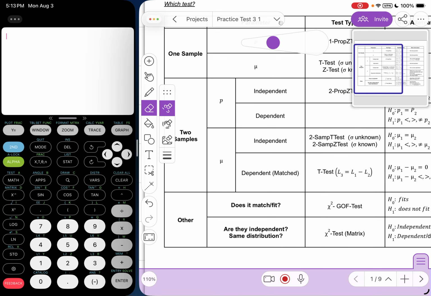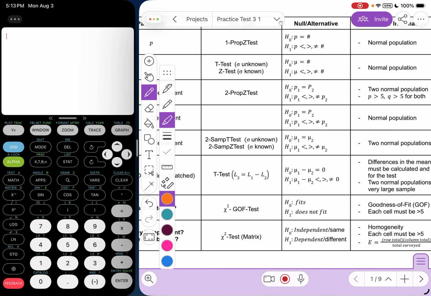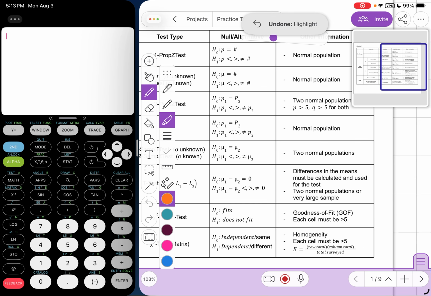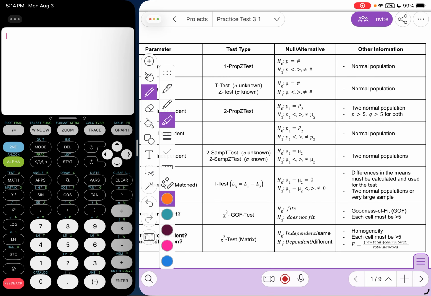On here, it's helpful to pick a test, and then this column, null alternative, will help you write your H0 and H1. Remember, the one samples are numbers. The 2 samples are compared to each other. If it's dependent, you're relating that difference to 0. And then the chi-square tests are words. And then the last column are things that you should just check. Is it a normal population? Are your proportions greater than 5%? Are the cells greater than 5? Just things to check to make sure it's okay to do that test before you start.